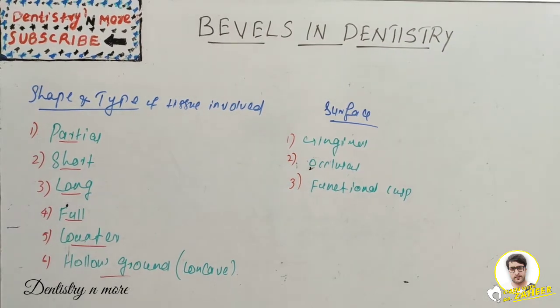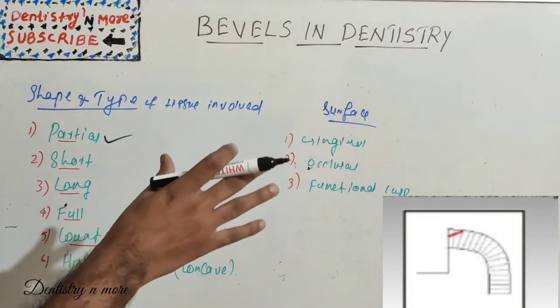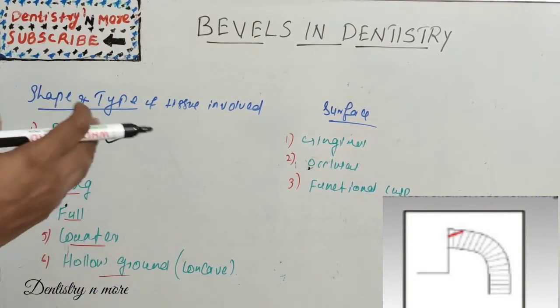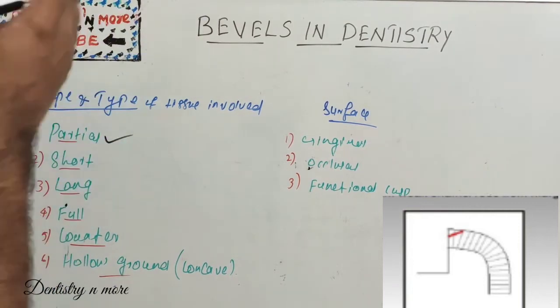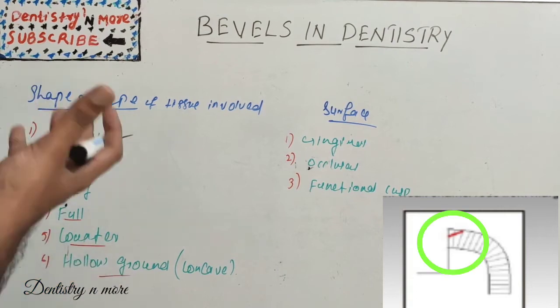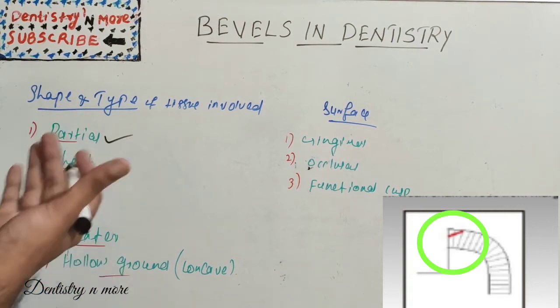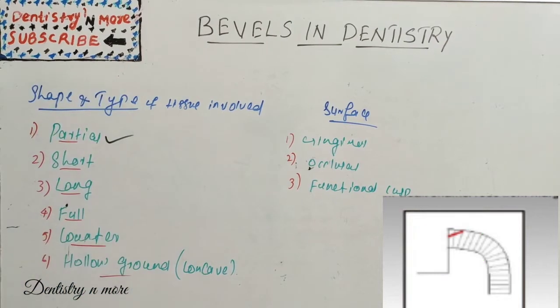The first one is partial bevel. As you see in the picture here, it involves a part of the enamel wall not exceeding two-thirds of its dimension. So this is not used in cast restoration except to trim weak enamel rods from the margin peripheries.